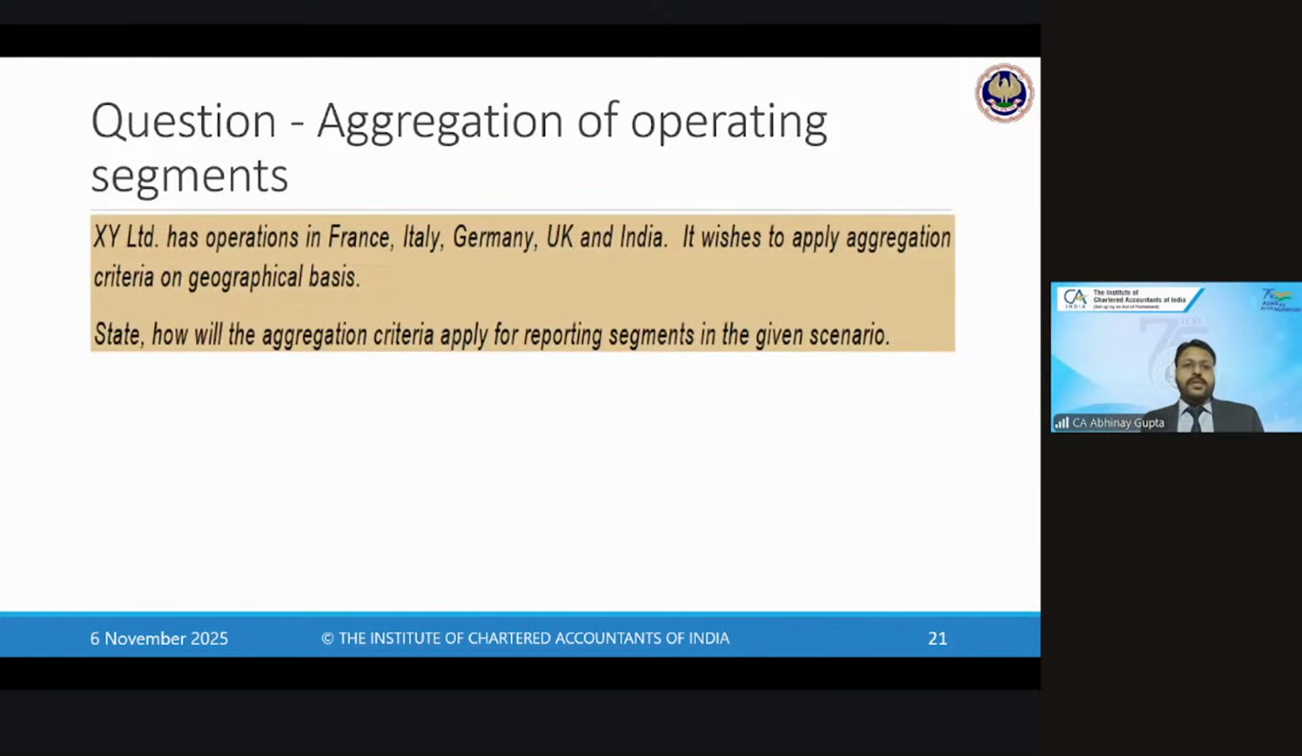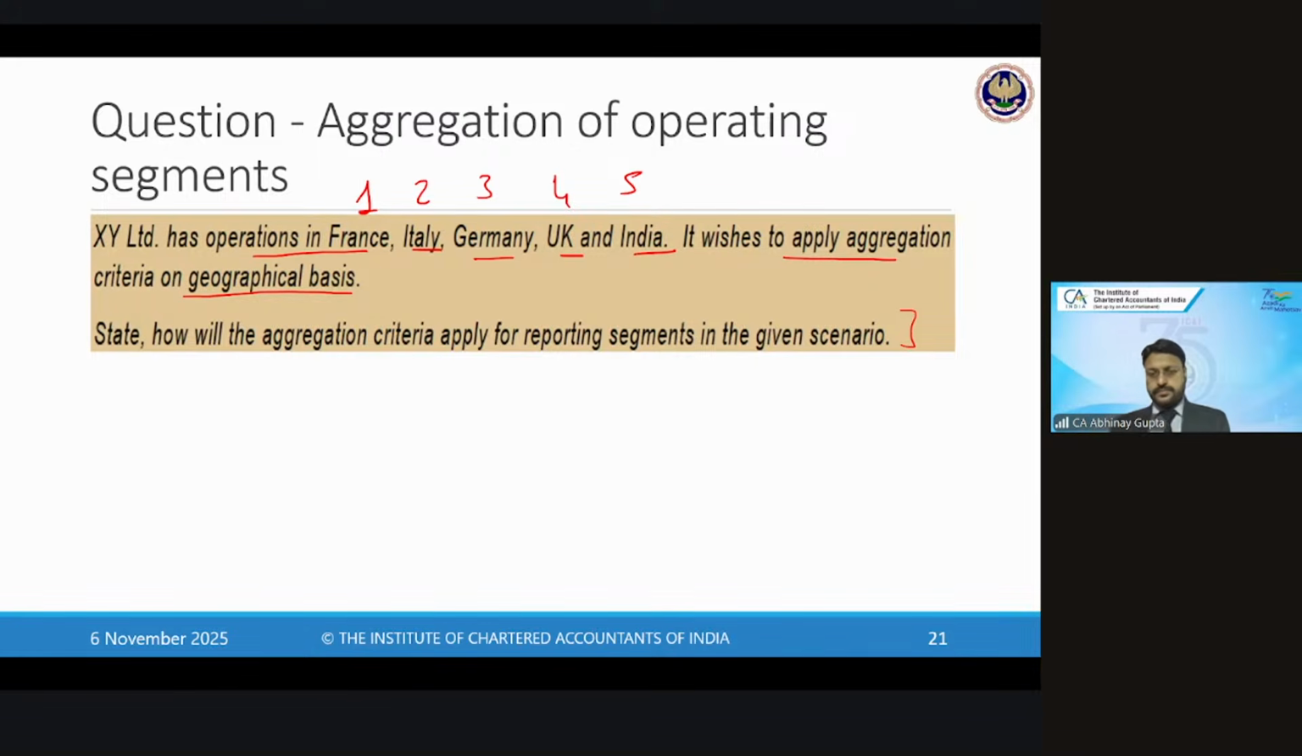Okay, let's do a few examples first. We will come back to the theory again. X Limited has operations in France, Italy, Germany, UK, and India. It wishes to apply aggregation criteria on the geographical basis. State how the aggregation criteria will apply for reporting segments in the given scenario. Now, what do you think? Are there 5 segments or less than 5? One is France, second is Italy, third is Germany, fourth is UK, and fifth is India. So 5 geographies the company is operating in. How many operating segments do you think, basis on this geographical setup, the company might have?